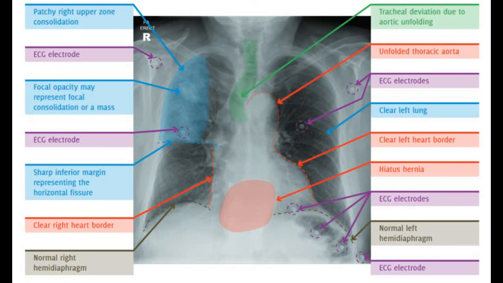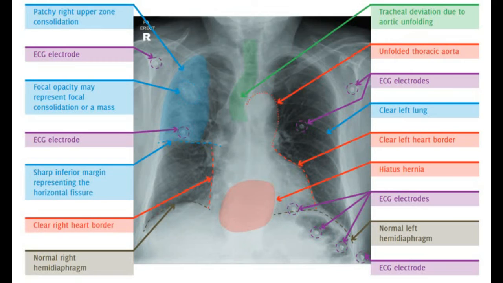There is unfolding of the thoracic aorta, which displaces the lower trachea to the right. The mediastinum is central, not widened, with clear borders. There is a well-defined density projected over the lower mediastinum, which is in keeping with a hiatus hernia.